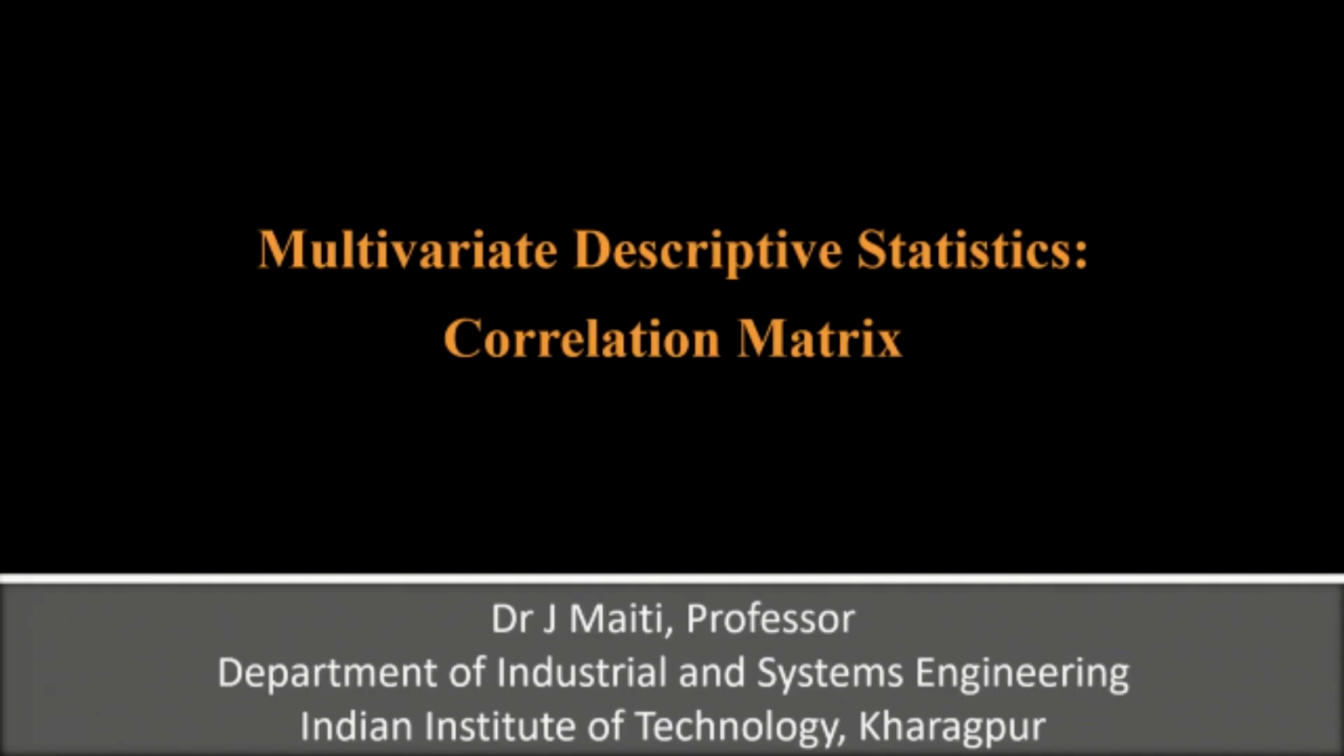Very good morning. We will continue multivariate descriptive statistics. Today we discuss the correlation matrix. We derive the correlation matrix, and we will see that there is a relation between the covariance matrix and the correlation matrix. Let us see the next.